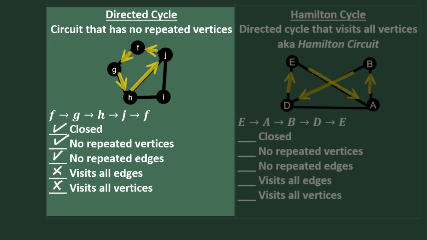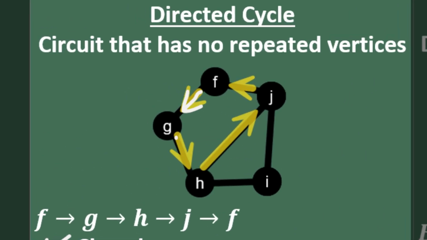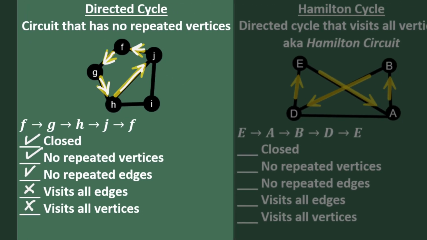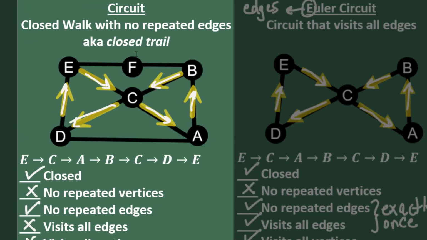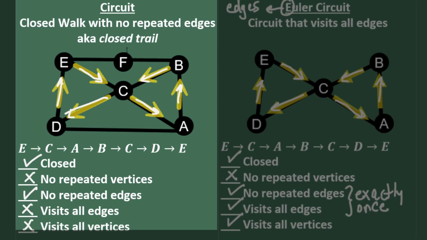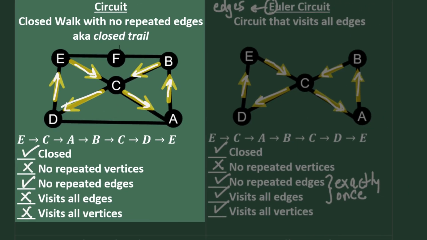Here we have the directed cycle F goes to G, which goes to H, which goes to J, which goes back to F. Notice the difference between a directed cycle and a regular circuit is that a circuit doesn't have the requirement of no repeated vertices, so we can go back through the same vertex multiple times.